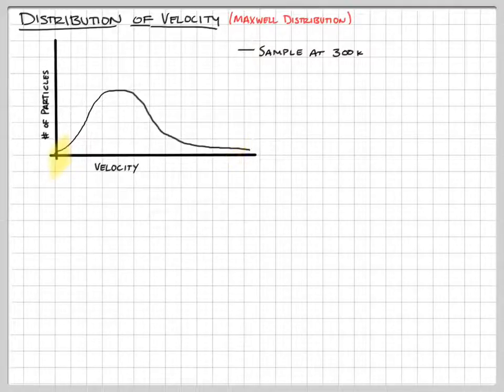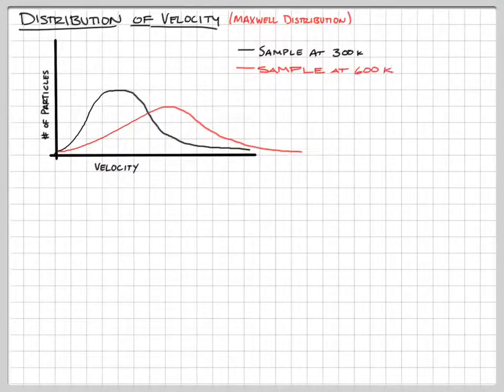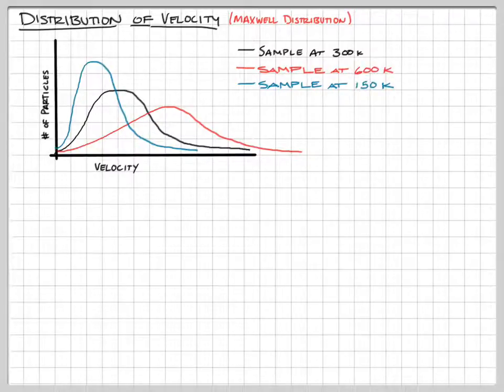Now, this is my sample at 300 Kelvin. If we were to look at a warmer sample, a sample with a higher temperature, it would look like that. So let's say this is the sample at 600 Kelvin. I have a greater temperature, which means I have a greater average kinetic energy per particle, which means the average particle is moving faster. Which also means I have more particles moving faster. Now let's say this is the same sample and I have the same number of molecules. We'll talk about what that means in a second. And then let's look at a cooler sample of gas. This is the same sample, but now we're at 150 Kelvin.